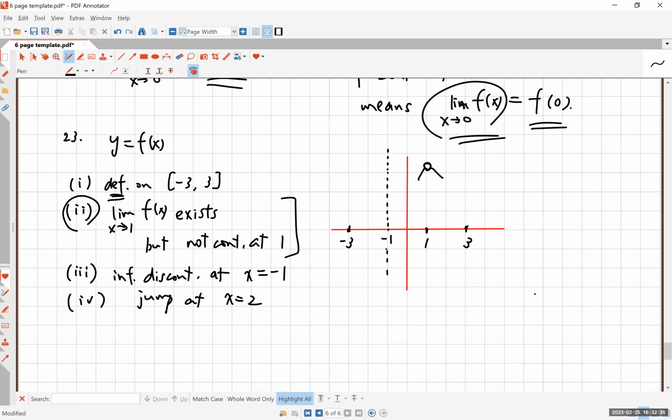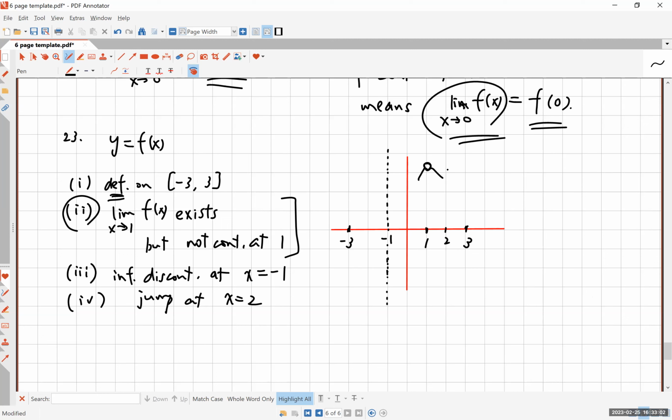As long as you have an infinite discontinuity here, you have to have a vertical asymptote. Now it could be approaching this way, or one side is that, the other is, we don't know if it's positive or negative infinity, but we do know that at least one side it has to approach infinity. Jump discontinuity at x is equal to 2. All right, so let's go ahead and try that.